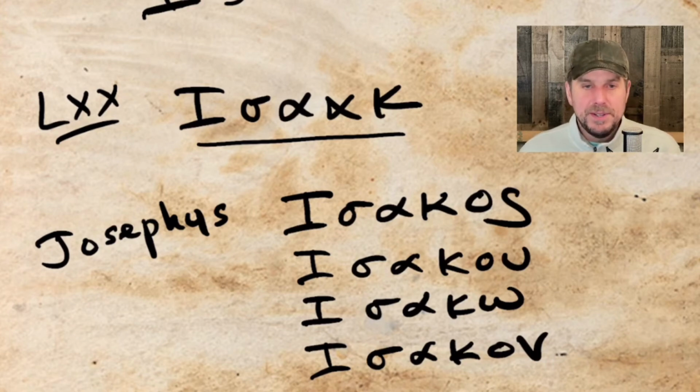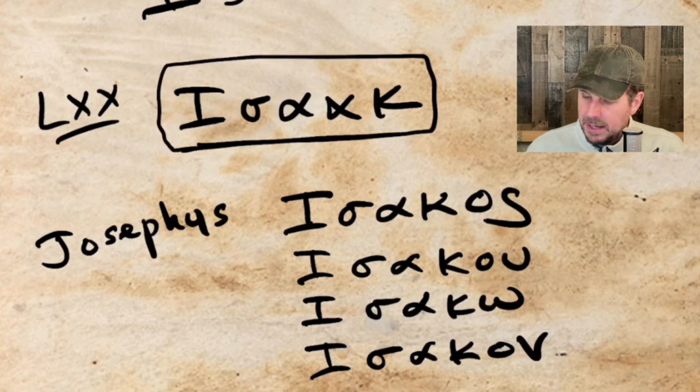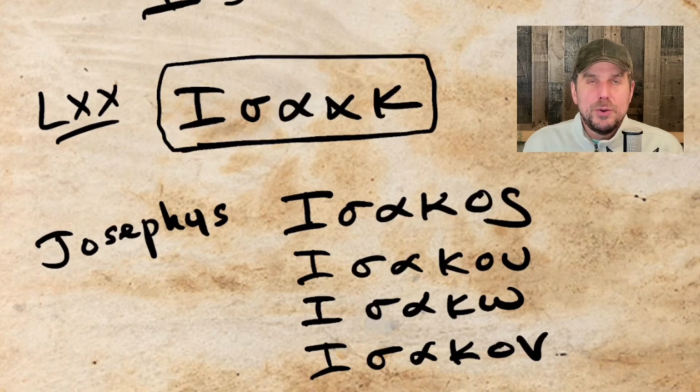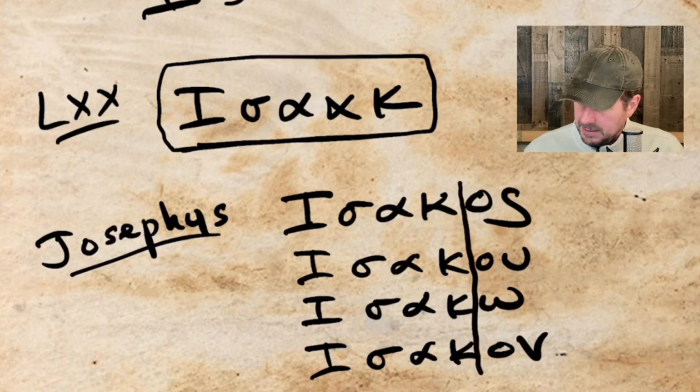So what Josephus does, he takes a step that was not taken by the Septuagint. The Septuagint and the apostolic writings just retain Isaac wherever. It doesn't matter if it's the subject, if it's the direct object or indirect object or the genitive, doesn't matter. It's just always a Hebrew name transliterated into Greek, always the same. But what Josephus does, he innovates. He gets rid of one of the alphas, and then he puts what we call our case endings on the end.